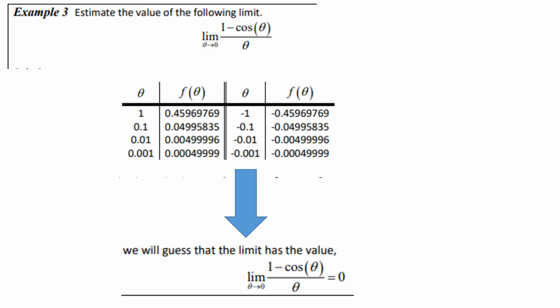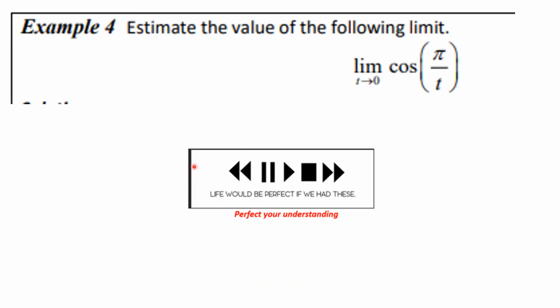how you did. If we plug in a bunch of values, here we're approaching 0 from the right, here we're approaching 0 from the left. These numbers are getting closer and closer to 0, so this would allow us to guess that the limit has the value of 0. We want to estimate the limit as t tends to 0 of cosine pi over t. You know what to do. Let's see how you did.